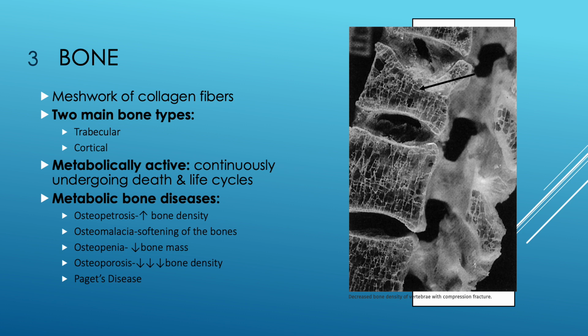Osteopetrosis is an increase in bone density. Osteomalacia is softening of the bones. Osteopenia is a decrease in bone mass. And osteoporosis is a significant decrease in bone density.